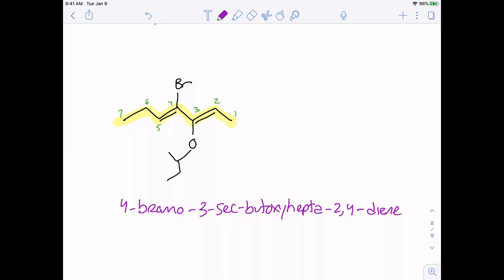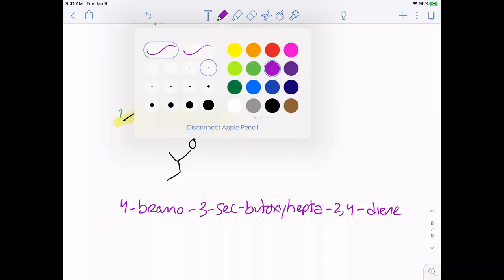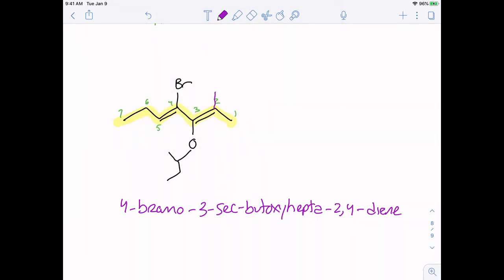If you wanted to use the older method, 4 bromo, 3 sec butoxy, 2, 4 heptadiene, you just move that 2 and the 4. I do have the 2 double bonds, so I do want to include stereochemistry. So I'm going to look at the first one, the one that starts on carbon 2. I'm going to look at the 2 groups attached to carbon 2. That's a hydrogen. And the methyl group has priority over that hydrogen. I'm just going to get the hydrogen back out of the way.